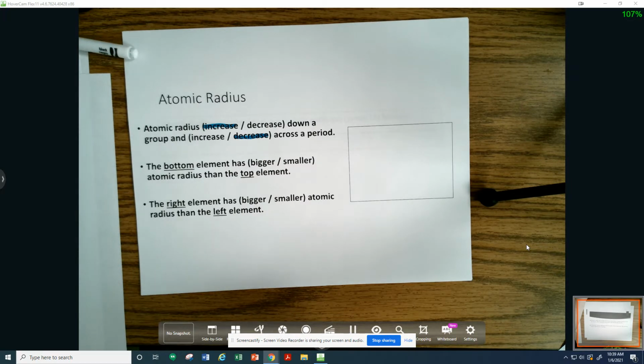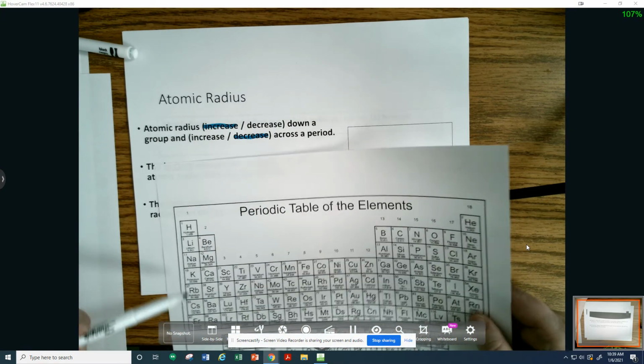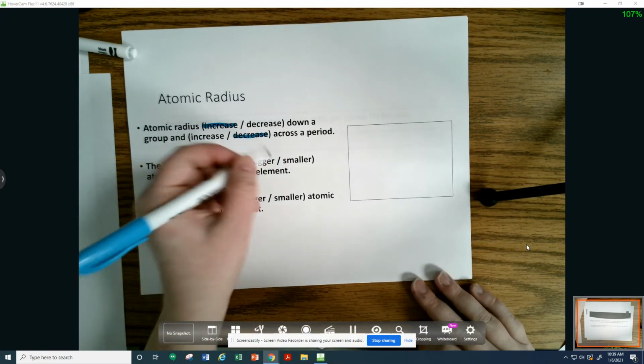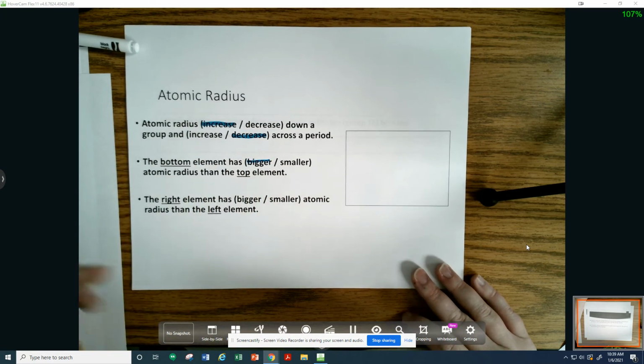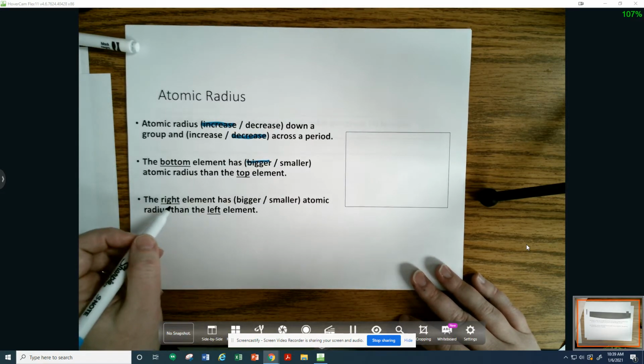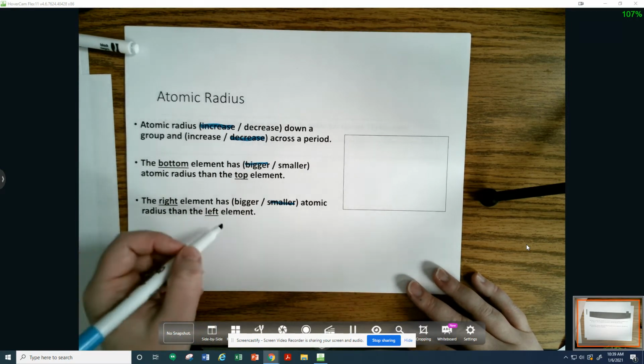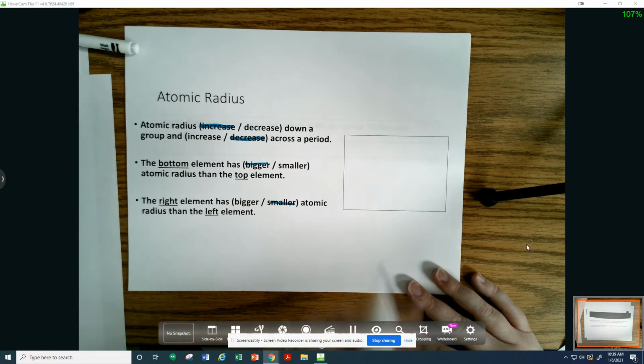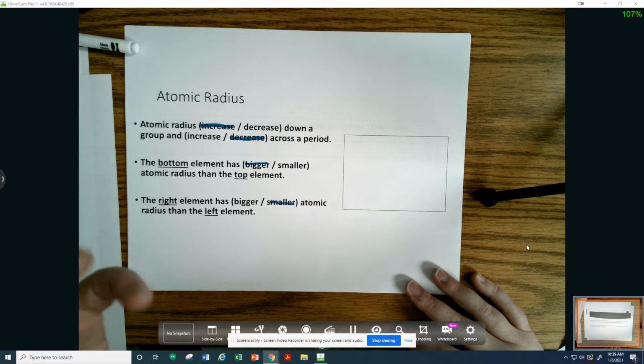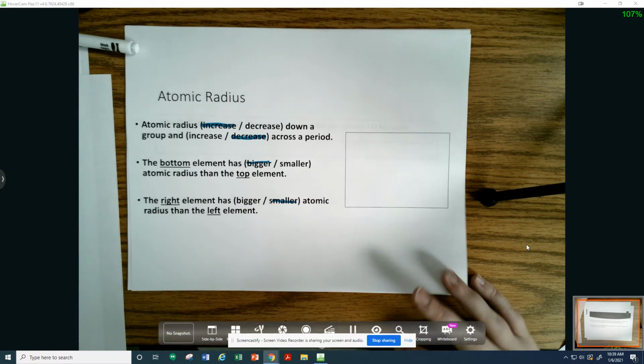So an element at the bottom of a group, francium compared to, say, hydrogen, is going to be larger because it has more energy levels to create that nuclear shielding, which makes the overall size increase. An element that's to the right is going to have a smaller radius than an element to the left, because if you move one spot to the right, it has gone up by one proton. The electrons are at the same distance because they're in the same energy level, so that's going to pull those electrons in more, decreasing the size.